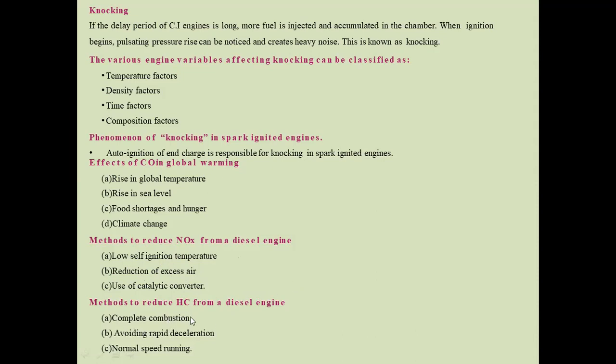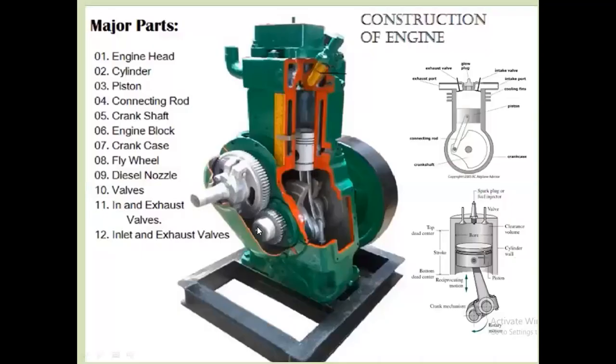Next we can reduce hydrocarbons from the engines. In the SI engine, we can use octane fuel, in which the carbon and hydrogen bonds will be completely burned. From complete combustion we can reduce hydrocarbons, and we can also avoid rapid deceleration and operate the engine under normal speed running conditions.